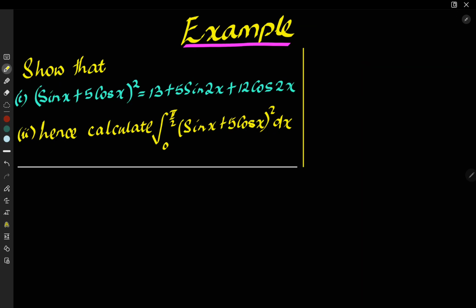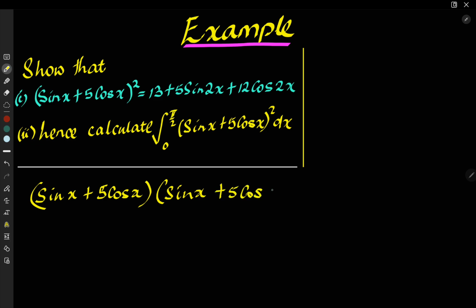Now this question is a typical examination question. In this question, we are asked to show that (sin x + 5 cos x) squared is equal to 13 plus 5 sin 2x plus 12 cos 2x. To do that, we just expand this bracket. So we say (sin x + 5 cos x) multiplied by the other bracket of (sin x + 5 cos x). That is quite easy. It's just your simple expansion of algebraic terms.